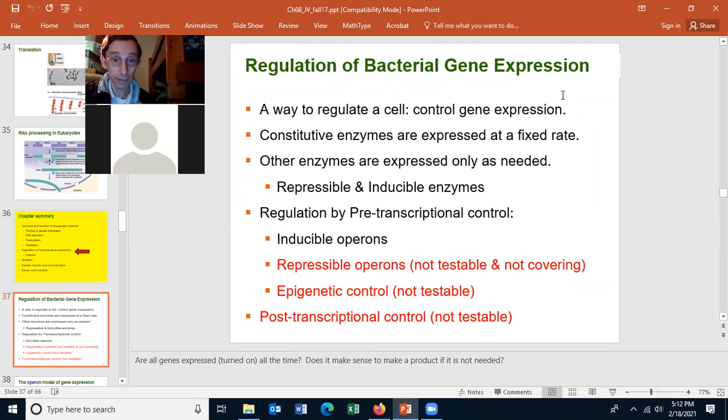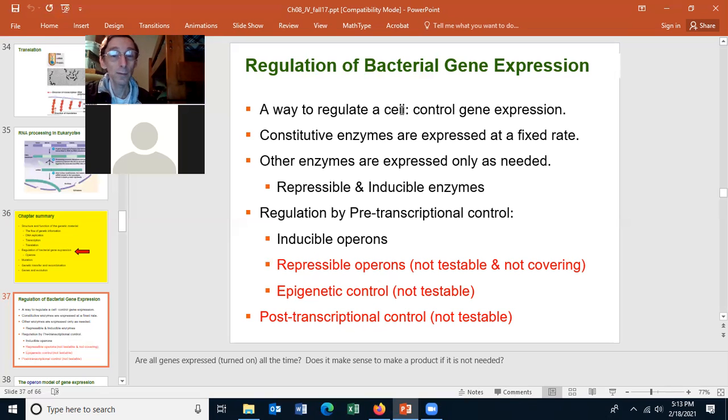Regulation of bacterial gene expression. One way to regulate a cell is to control gene expression. There are other ways to regulate a cell, and we did talk about a few of them, and that is you can have feedback inhibition, turning off an enzyme, and that's regulating the cell by not allowing the enzyme to function.